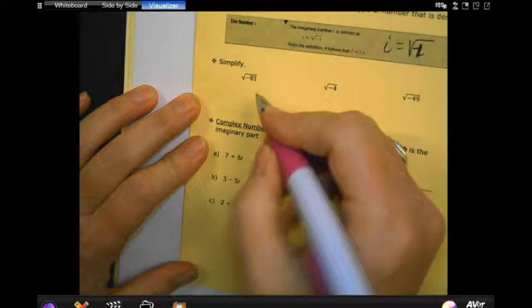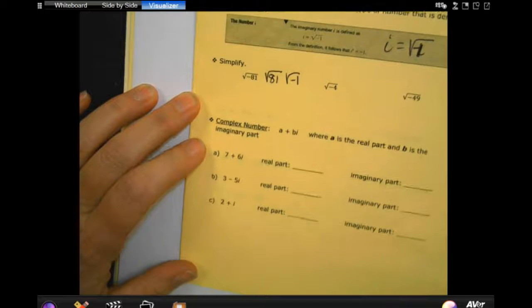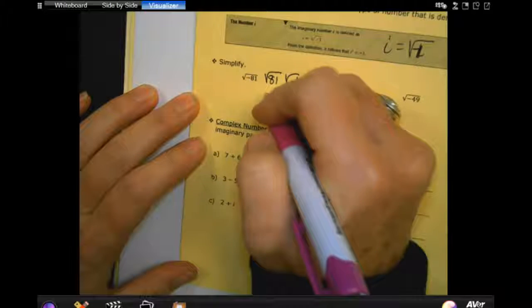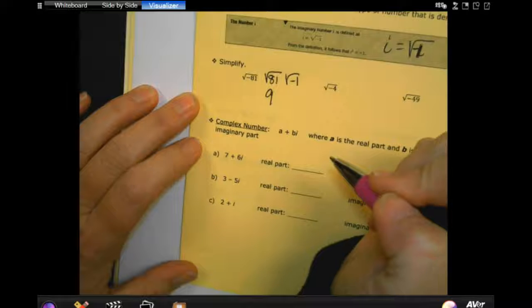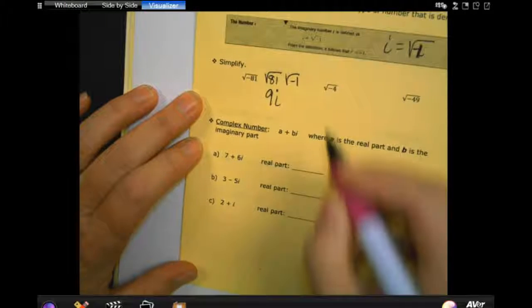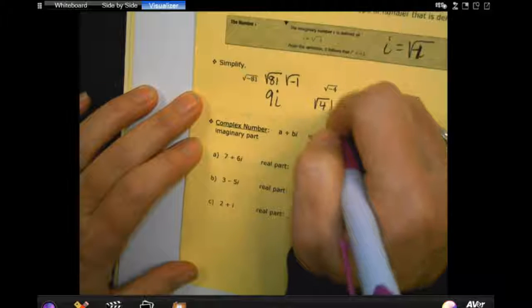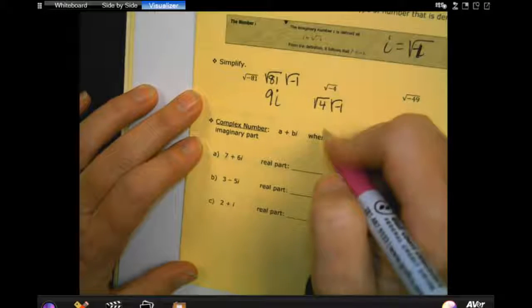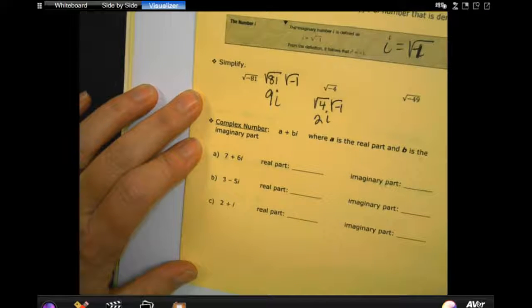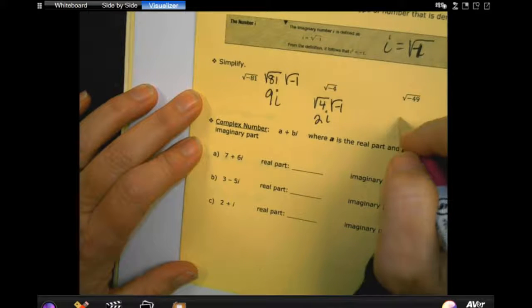Okay. So the definition of the square root of negative 1 is i. So if I have the square root of negative 81, I get the square root of 81 times the square root of negative 1. And the square root of 81 is 9, and the square root of negative 1 is i. So this would be the square root of 4 times the square root of negative 1, which gives me 2i. And so the square root of negative 49 would be... very good.